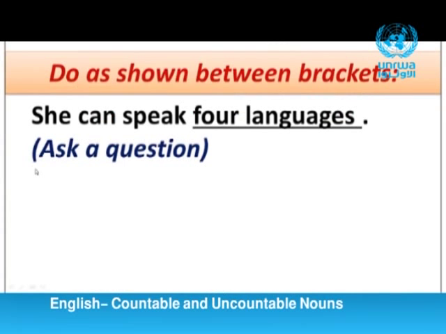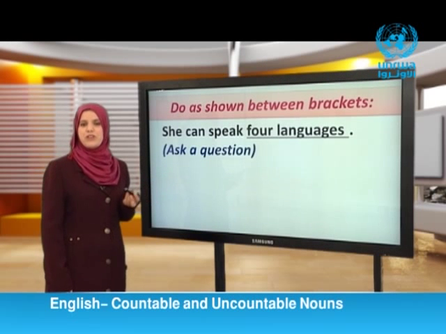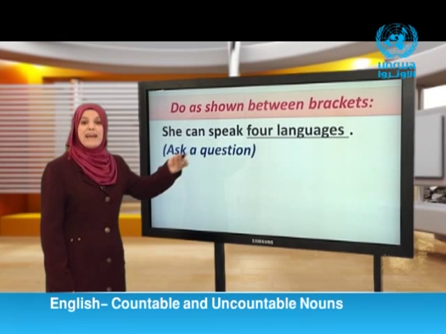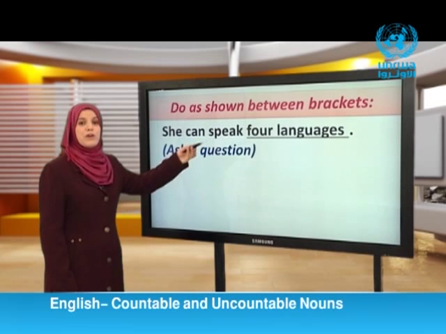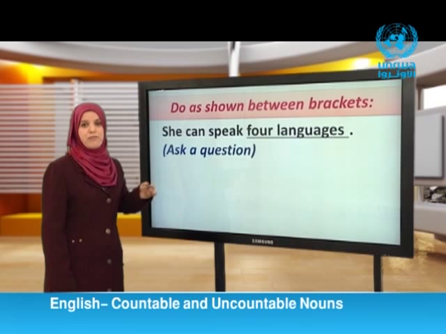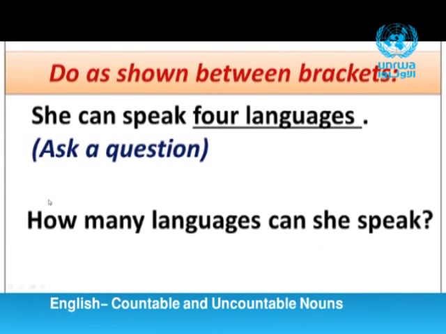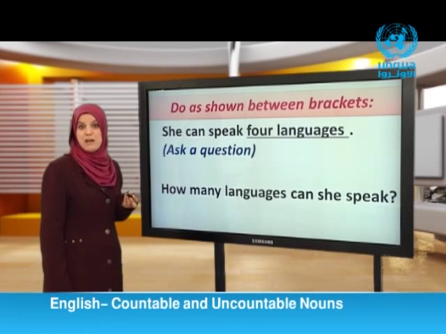Next one. She can speak 4 languages. Can you make a question? Can we count languages? Yes. What do we use to ask about the number of languages? How many languages can she speak? We use how many to ask about the number of countable nouns.